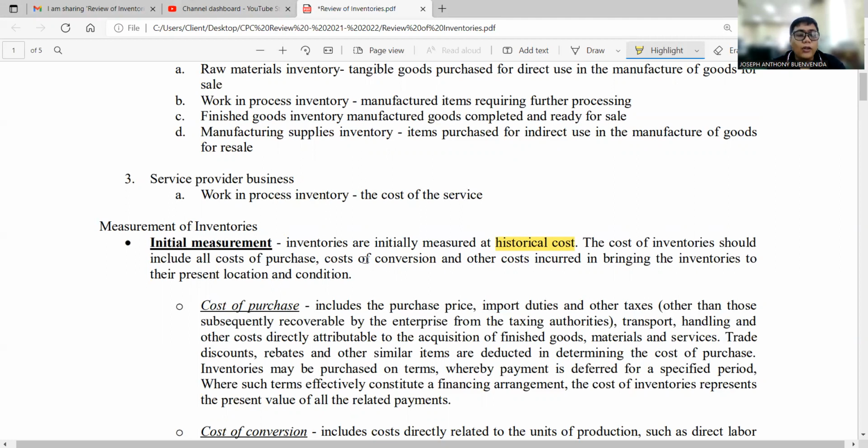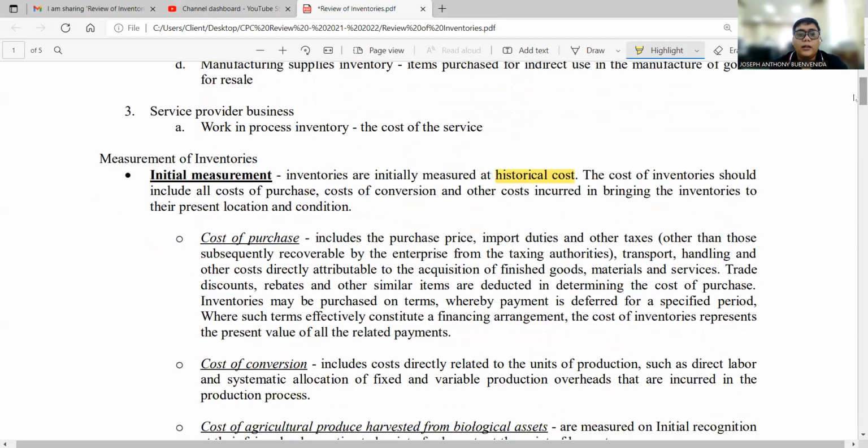So one by one, what are the contents of the cost, what do we identify and allocate on the cost of inventory? Okay, the cost of purchase. First is the cost of purchase. That includes the purchase price, import duties, and other taxes. Primarily this is the cost of actually buying the product.